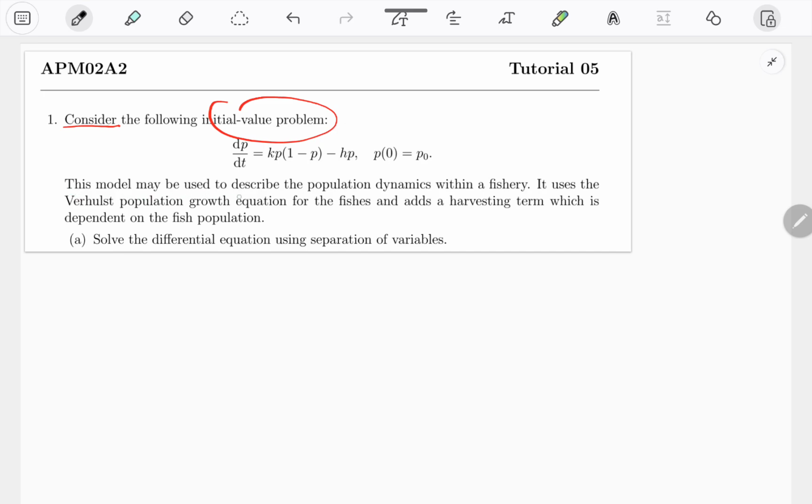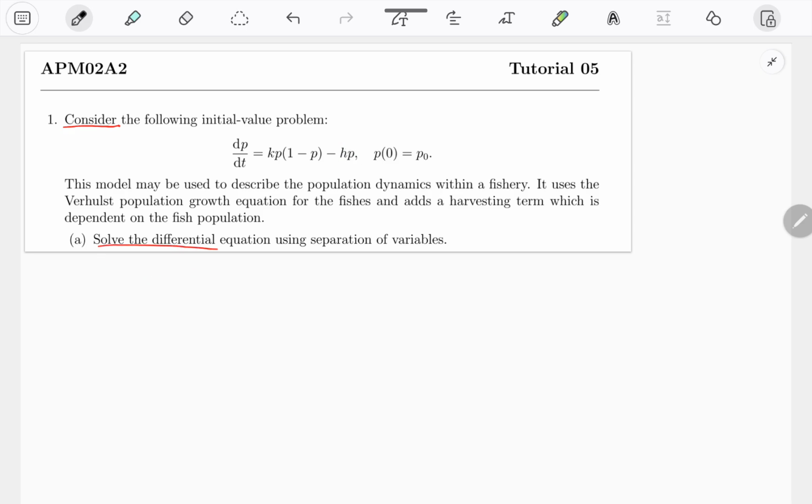Okay, this model may be used to describe a population dynamic of a fishery. This is the equation for fish at harvesting time. Okay, this harvesting term is why it looks like this, because your population is a linear model. So here they also included harvesting because they're taking something.